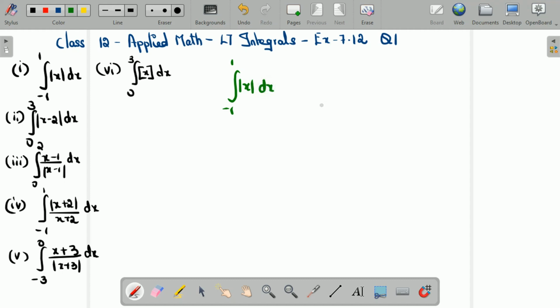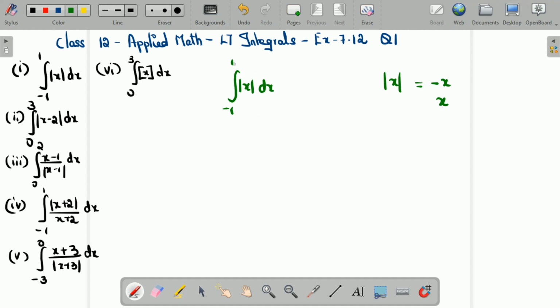So what do we know about the mod operator? When I say mod x, this function always returns a positive value. When x is negative, this function performs an operation of minus x. So when there is an already negative value of x, it will be multiplied by a negative sign, thereby making the whole outcome positive. However, when x is positive, this function returns just x.